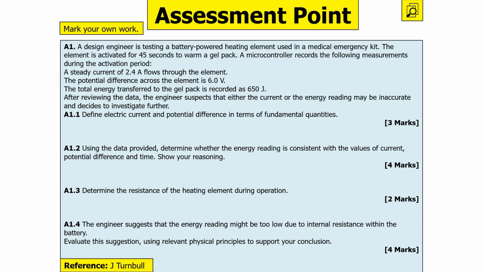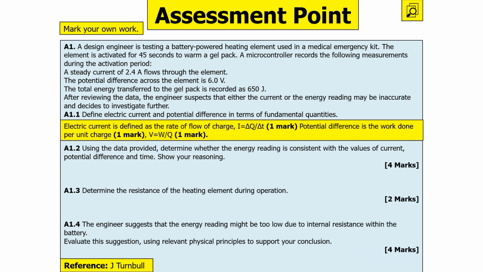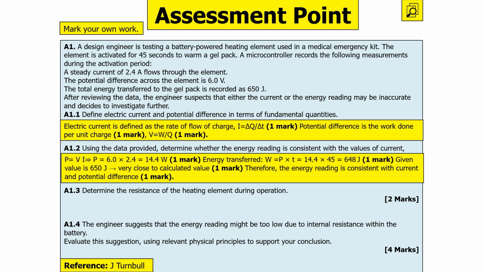Right, so you've got to know how to define key terms. So electrical current is defined as the rate of flow of charge. I is equal to change in Q over change in T. And potential difference is the work done per unit charge, or V is equal to W over Q. Now we know from the information provided that the power is equal to voltage times by current, so it's 6 times by 2.4 from the information given to you, so that's 14.4 watts.